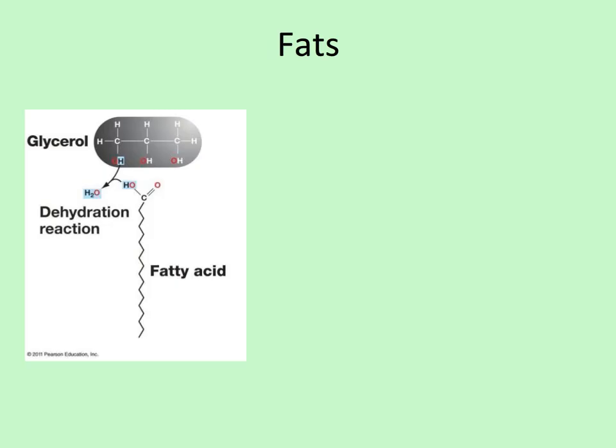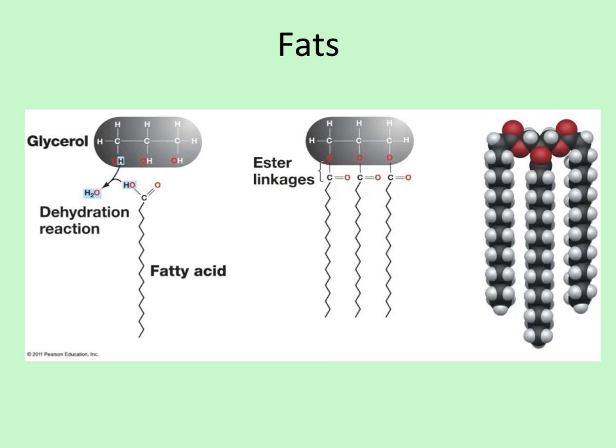As you can see, the fatty acids are added to the glycerol by a condensation or dehydration reaction. 3 fatty acid tails are added to the glycerol, so 3 water molecules are removed to form these bonds. And while the bonds created are covalent bonds, as in any condensation reaction, these are specifically called ester linkages. The picture on the right shows a more realistic representation of a fat molecule's overall shape.